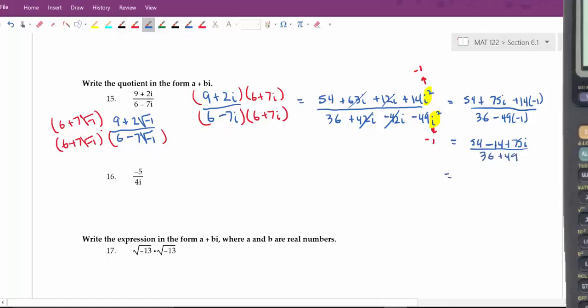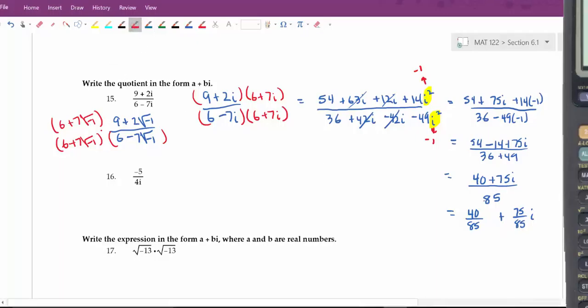Okay, so what I have is 54 minus 14 is going to give 40 plus 75i. And if I do the denominator, let's see, 9 and 6 is 15. You got to carry, so that's 85. And then you want to break this up like this. So you want to say 40 over 85 plus 75 over 85i. So you want to write that as a complex number. And of course, you want to reduce the fraction.